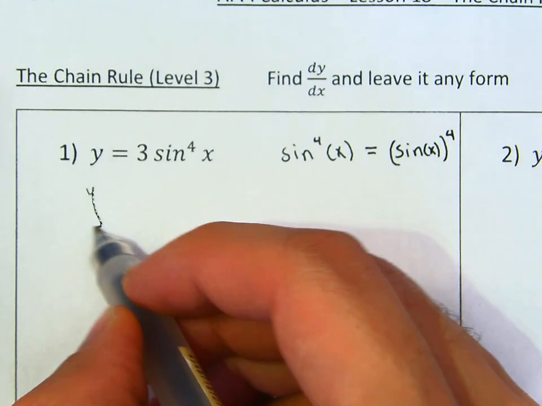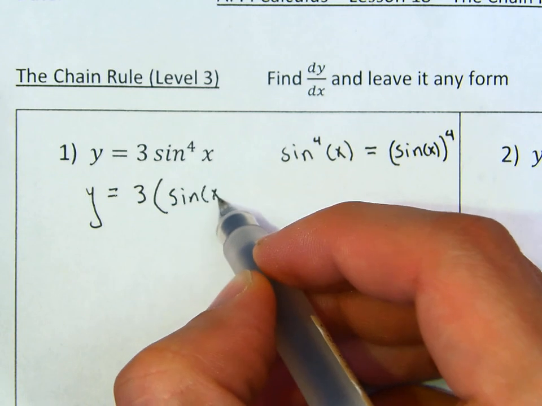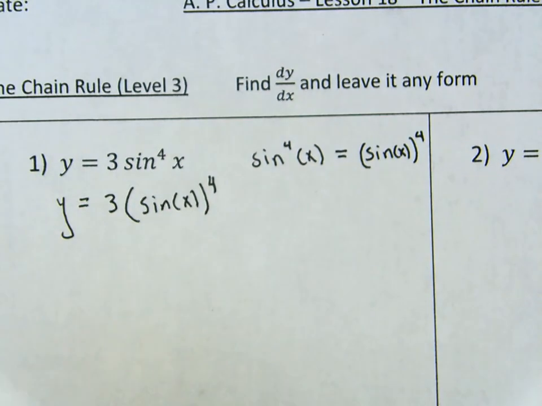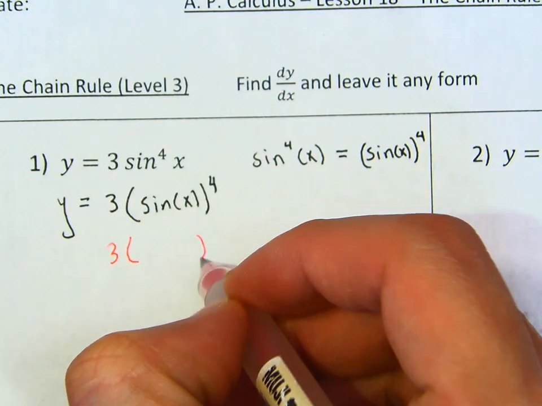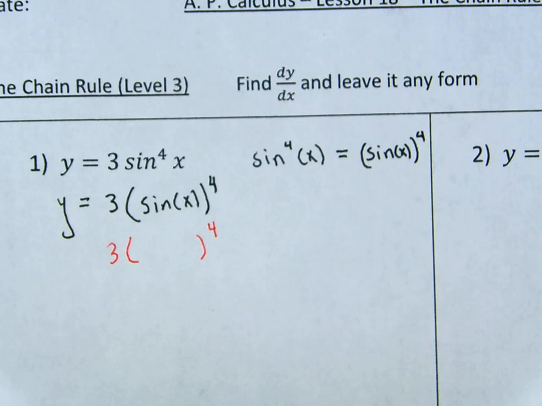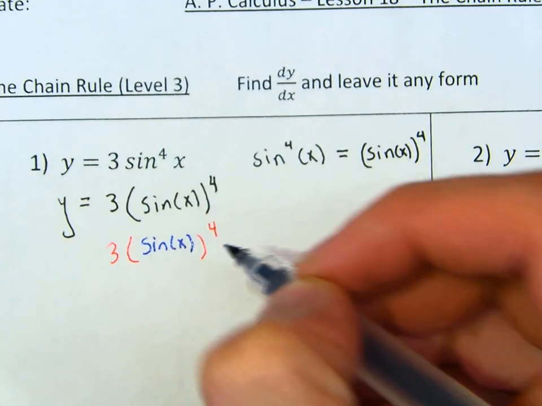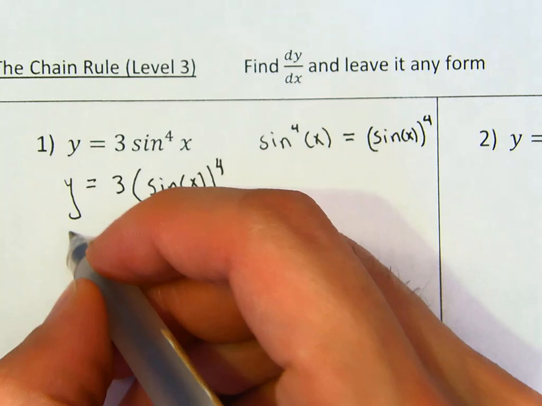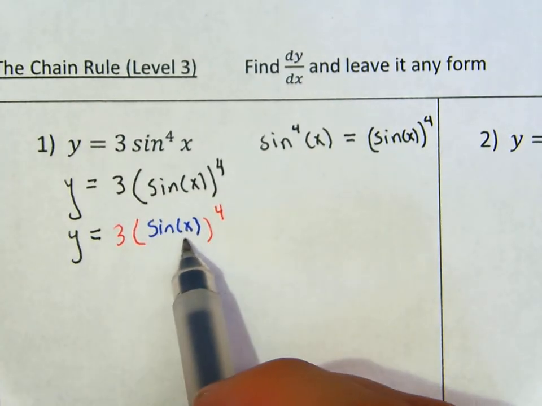Notice that y is equal to 3 times sine of x, the whole thing to the 4. And how will this help us with the chain rule? Notice that this will be our outside, and here this will be the inside, sine of x. Using the chain rule, try and do this without my help. So y is equal to, this is the setup. This is the outside and this is the inside.